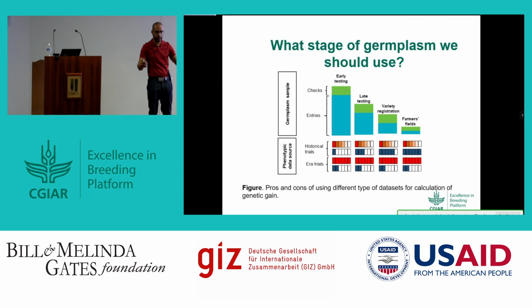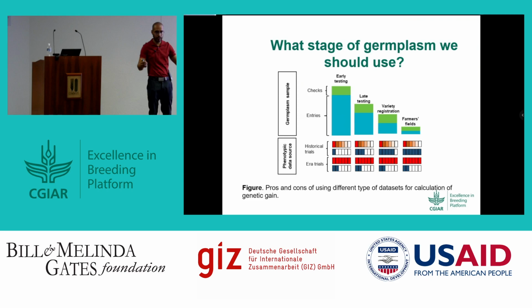Then the next question was, okay, but what stage of germplasm should we use for running this analysis? Because we have early variety trials, late variety trials, and we go over and over and over until we have very few entries that are basically being tested on farmers' fields. So again, we knew that there were pros and cons before starting to simulate.